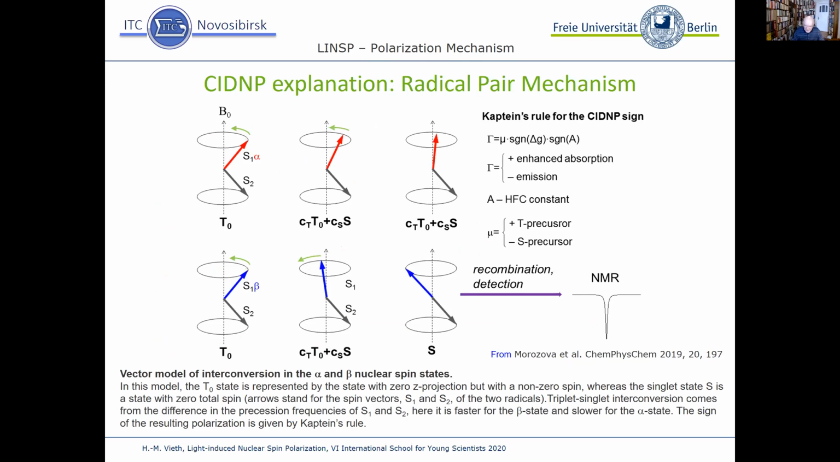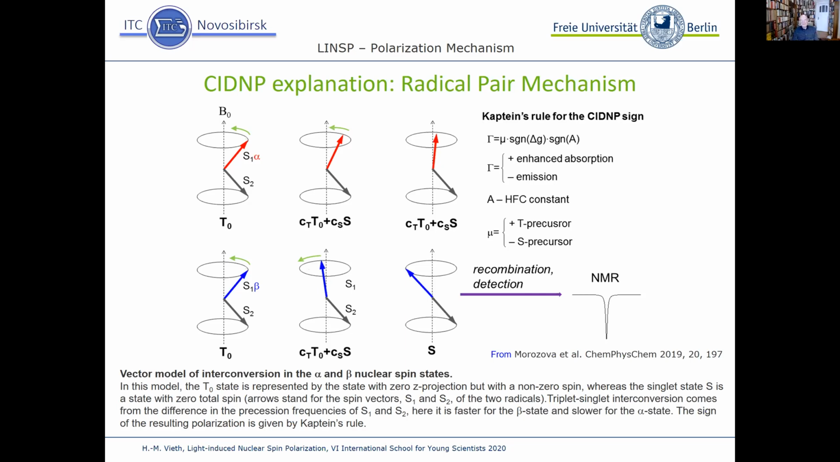So the optical nuclear polarization, the light-induced polarization, is not only for enhancing intensity in NMR spectra, making them more sensitive for detection, but it also allows the analysis of processes going on in such radical pair reactions.